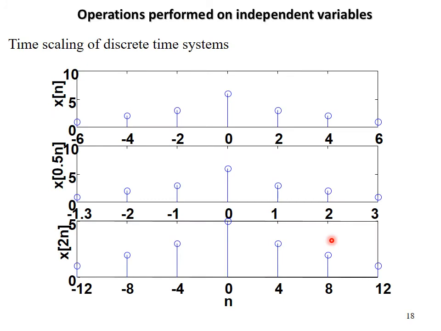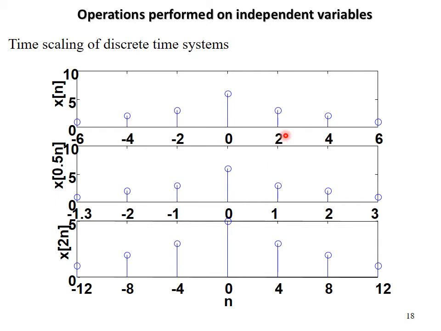Now we'll discuss the operations performed on independent variables. One of these operations is called time scaling, in which we multiply the independent variable with some number, and depending upon the number, the signal is expanded or compressed. So for example, when the number is between 0 and 1, as you can see in this figure, it is 0.5, the signal is basically compressed, right? So the samples that were at 0, 2, 4, now they are at 0, 1, 2. So it is compressed. And similarly, if the number is greater than 1, the signal is extended in time.